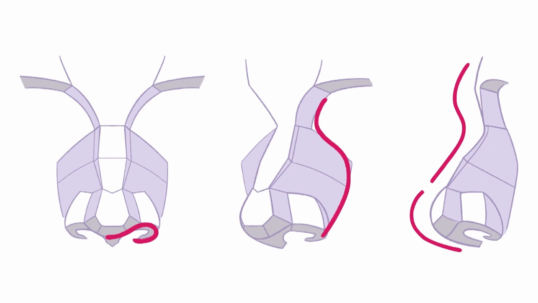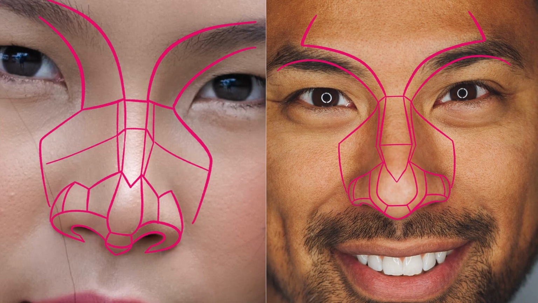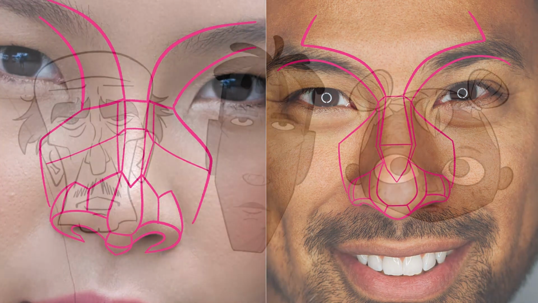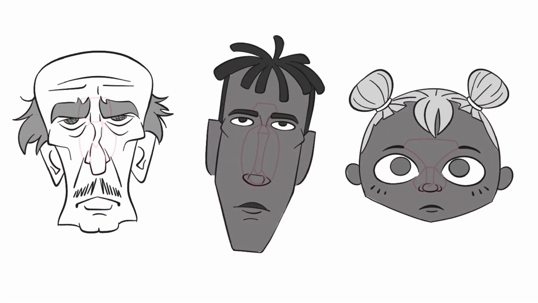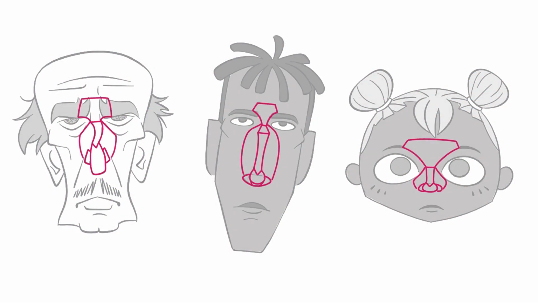The ball might give an extra C-curve at the end. All noses have these rhythms and planes. Their proportion will vary between people, but they are there. With stylized designs, we'll either exaggerate the shapes or simplify them, merging them.